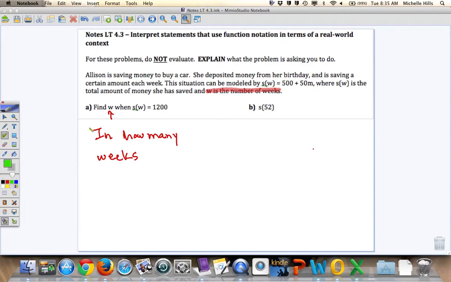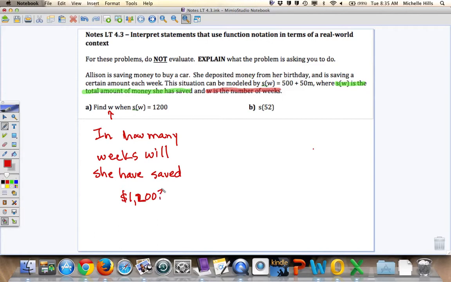Now I've got to go find out what they gave me. They gave me this, and it says that that is the total amount of money she has saved. I don't even read the rest of the problem all the time. I might scan it. Okay, she's saving money to buy a car. And so how many weeks will she have saved, and since this is money, I'm going to go ahead and write the units, $1,200.